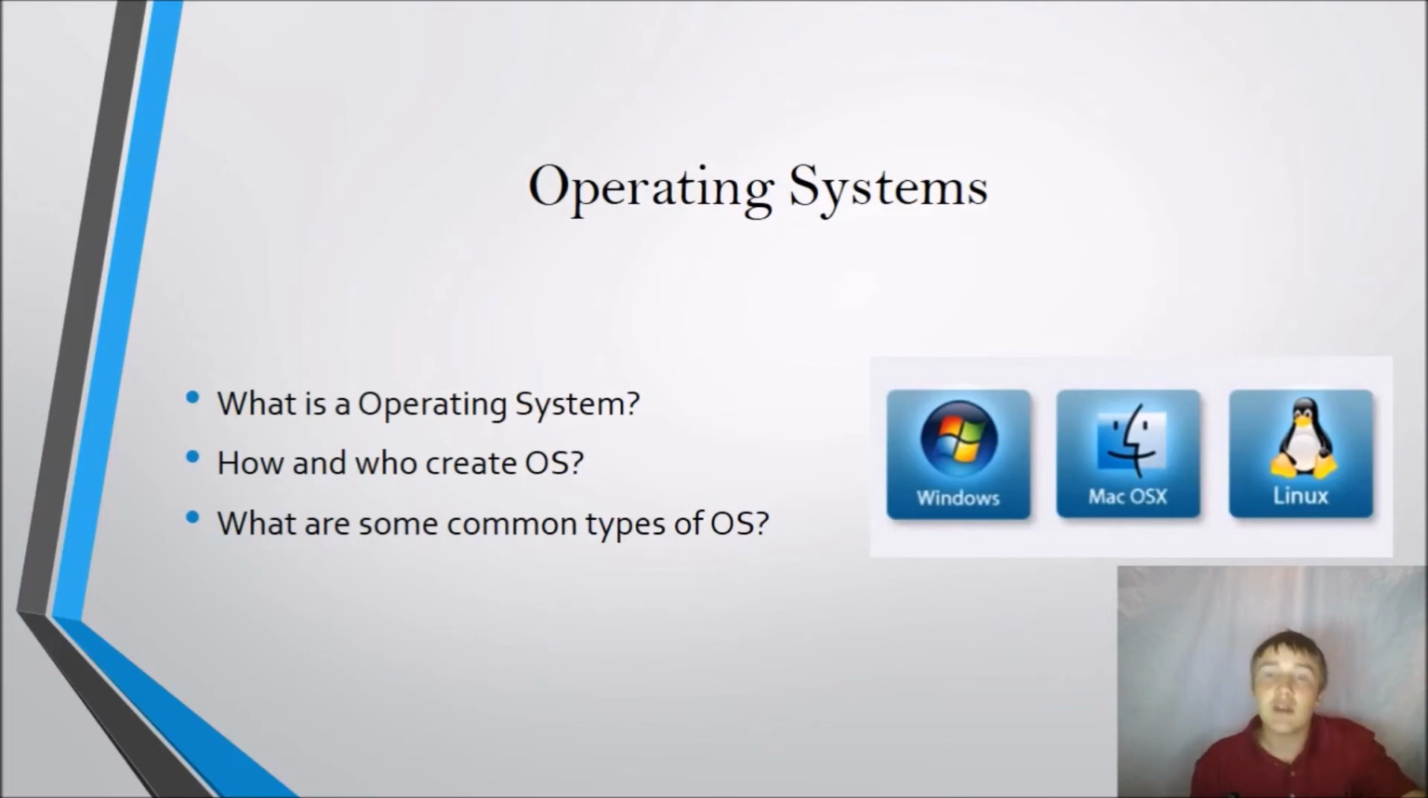Well, you can't surf the internet without an operating system. So what is an operating system? It's by definition the software that supports a computer's basic functions such as scheduling tasks, executing applications, and controlling peripherals. Peripherals are like mice, keyboards, and some headphones.